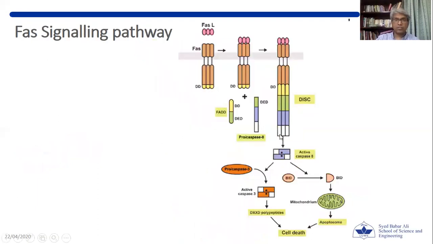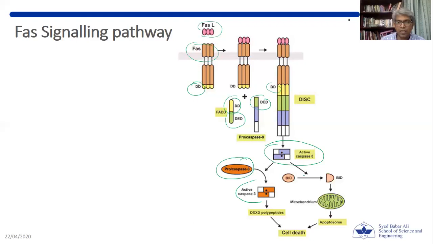Now, to summarize the extrinsic pathway: you have a FAS ligand that binds to the FAS receptor that has a death domain, and these death domains make homotypic interactions with the death domain of FADD, and the death effector domain of FADD makes homotypic interaction with the death effector domain of caspase 8. Caspase 8 then becomes active, and this can cleave pro-caspase 3 into active caspase 3. It can also cleave BID into truncated BID, which can induce mitochondrial apoptosis, and the active caspases can induce apoptosis.